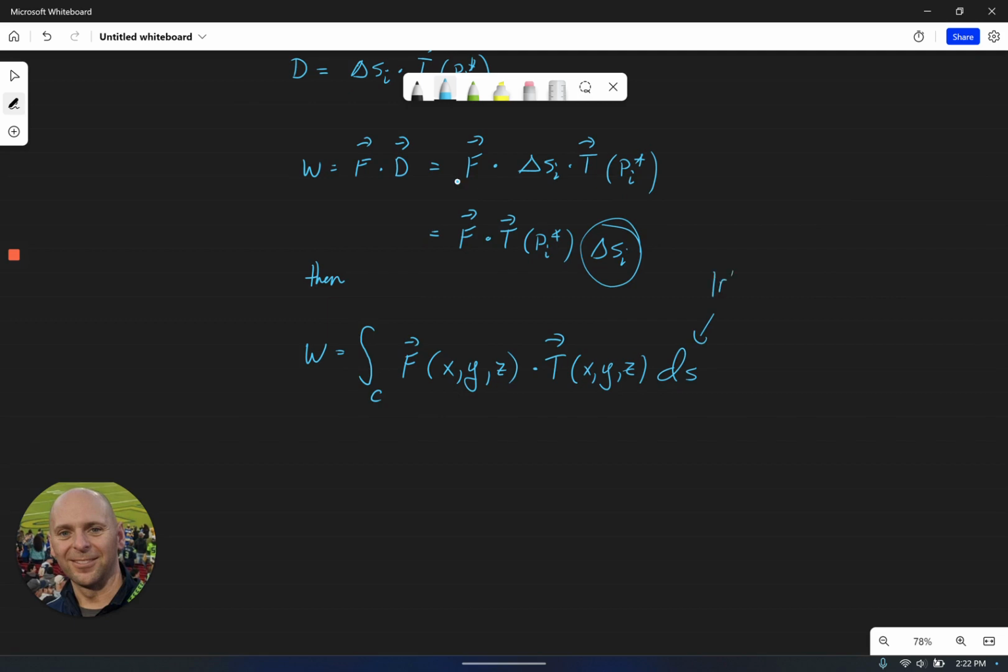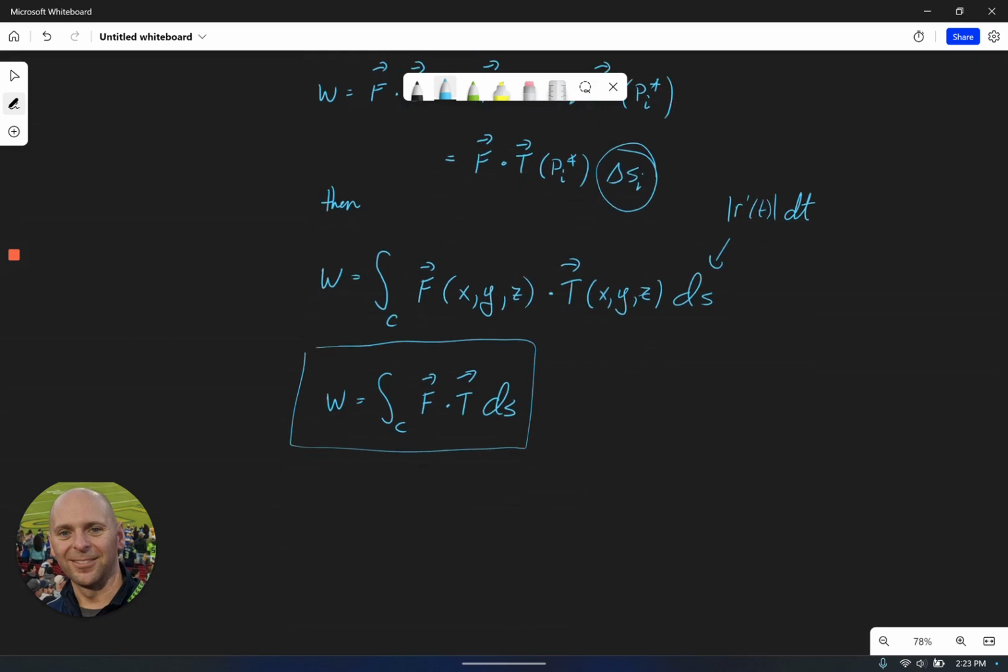ds is the magnitude of r prime of t dt. And often you'll see books written out this way, the integral over C, just abbreviating some of that excessive notation, F dot T ds. So here's our work integral then. But as it turns out, this isn't really the end of the story for this particular derivation.